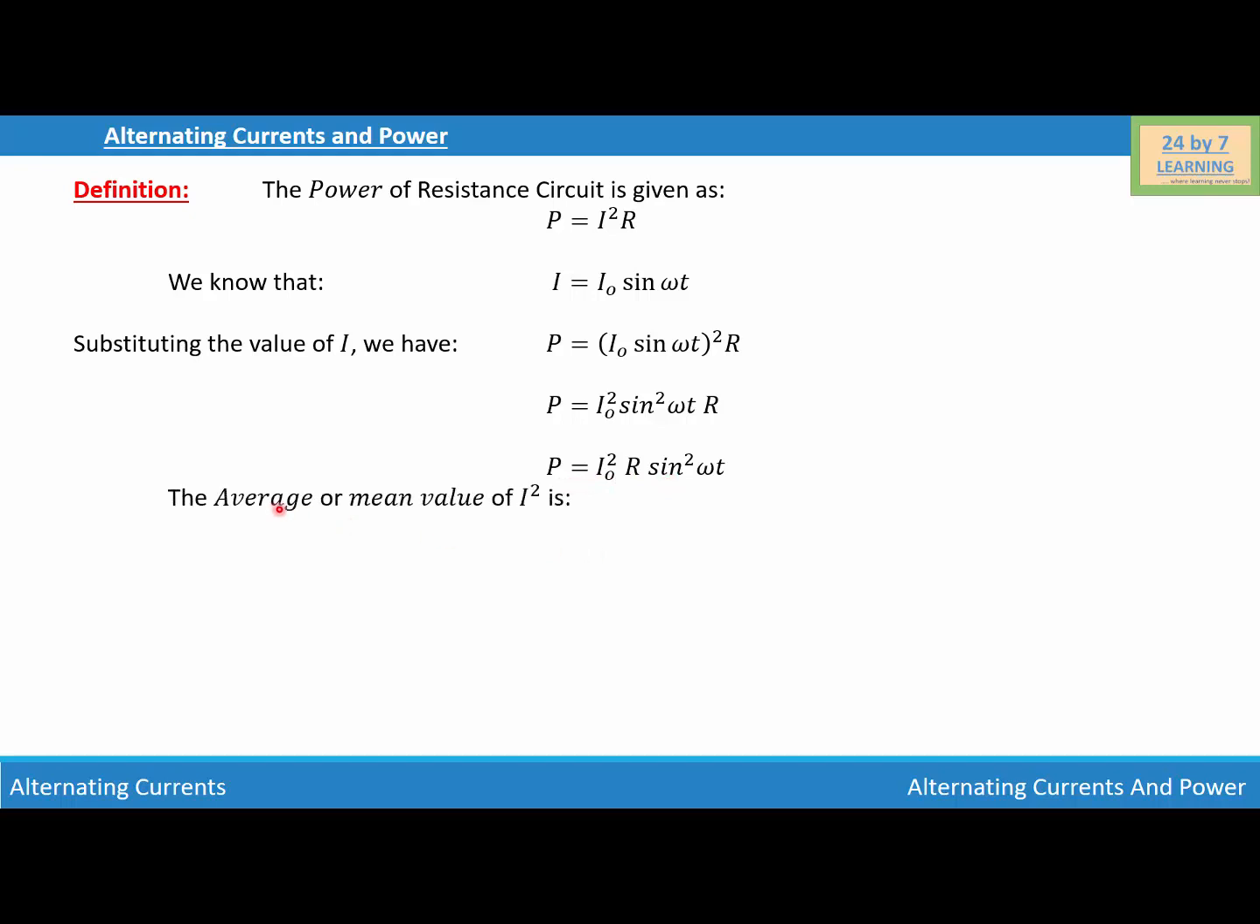We know that the average or the mean value of I² is equal to I₀² times the mean of sin²ωt, and we know that sin²θ = (1 − cos 2θ)/2. So I'm going to simply substitute θ = ωt over here, and if we do that, we will write sin²ωt = (1 − cos 2ωt)/2.